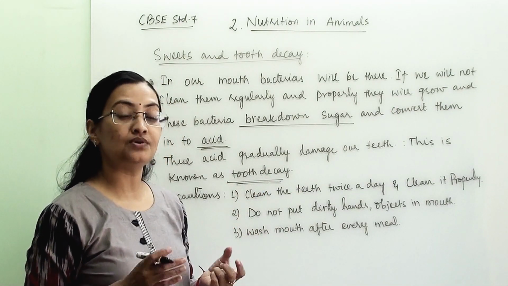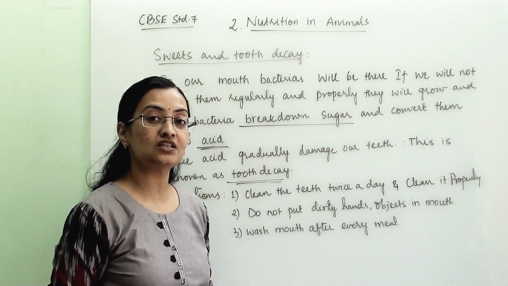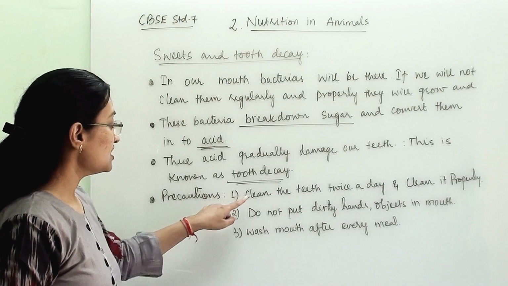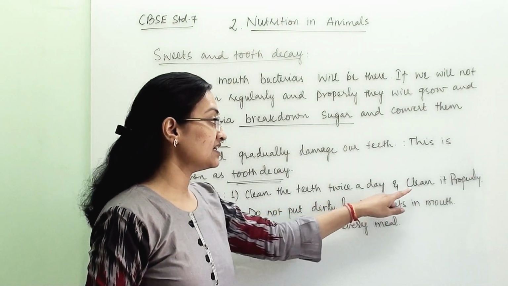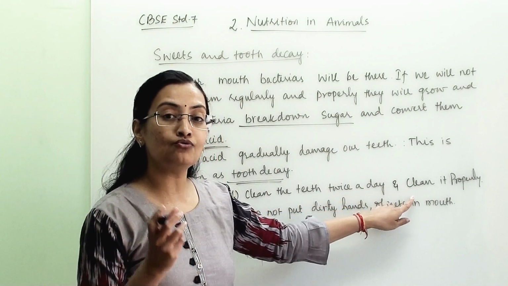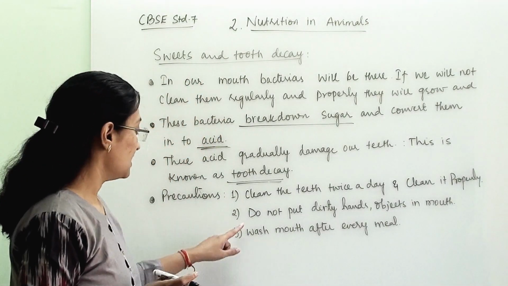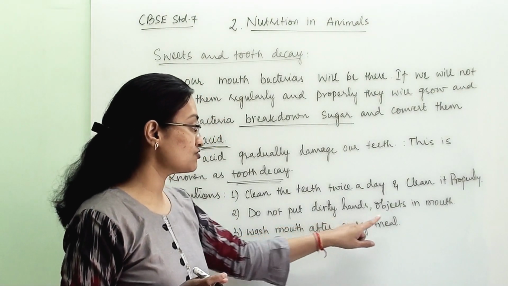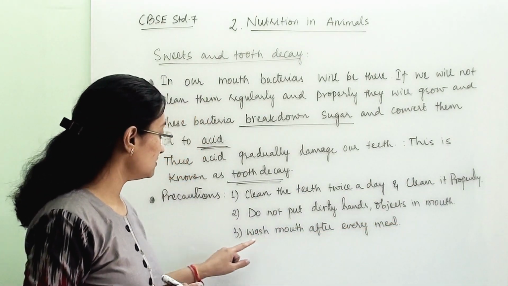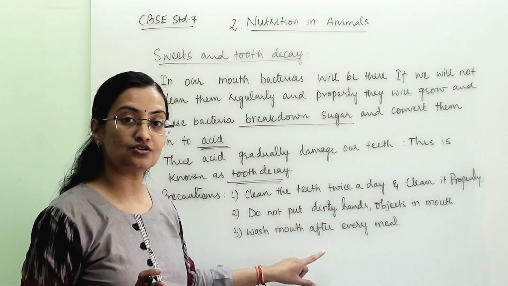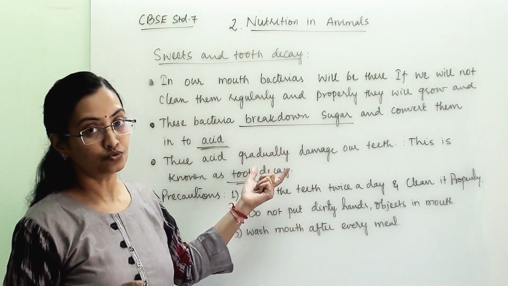Now how can we prevent this? What are the precautions that we can take to get rid of tooth decay? So first, clean the teeth twice a day and clean them properly such that no food particles remain in the teeth after a meal. Do not put any dirty hands or objects in the mouth. Then third is to wash the mouth after every meal. So these are the precautions which we can take to prevent tooth decay.